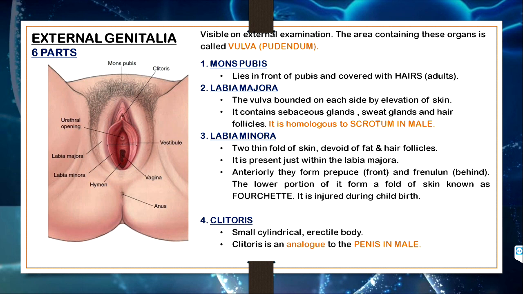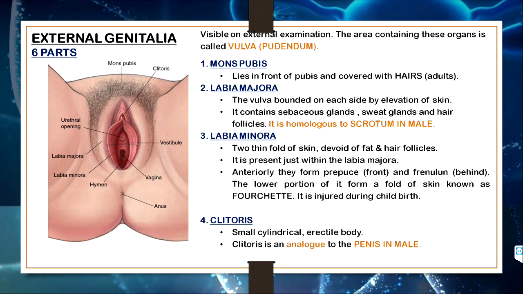Now the third part is labia minora. You can see in the diagram just below the labia majora there is labia minora. It is inside the labia majora. These are two folds of skin, and they are devoid of fat and hair follicles. So labia minora has no hair follicles. Anteriorly they form the prepuce in the front and the frenulum at the back side.